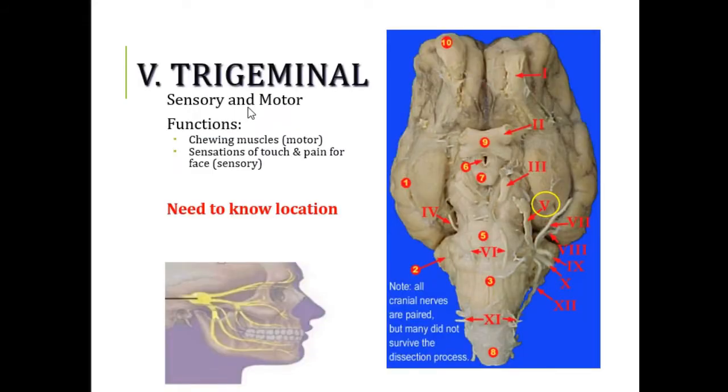And now we're going to take a look at the fifth cranial nerve, the trigeminal nerve, which is our first sensory and motor nerve, which is responsible for chewing, sensation of touch and pain. And these are all related to the face. So for chewing, that's muscular, and then sensation of touch and pain in the face will be sensory.